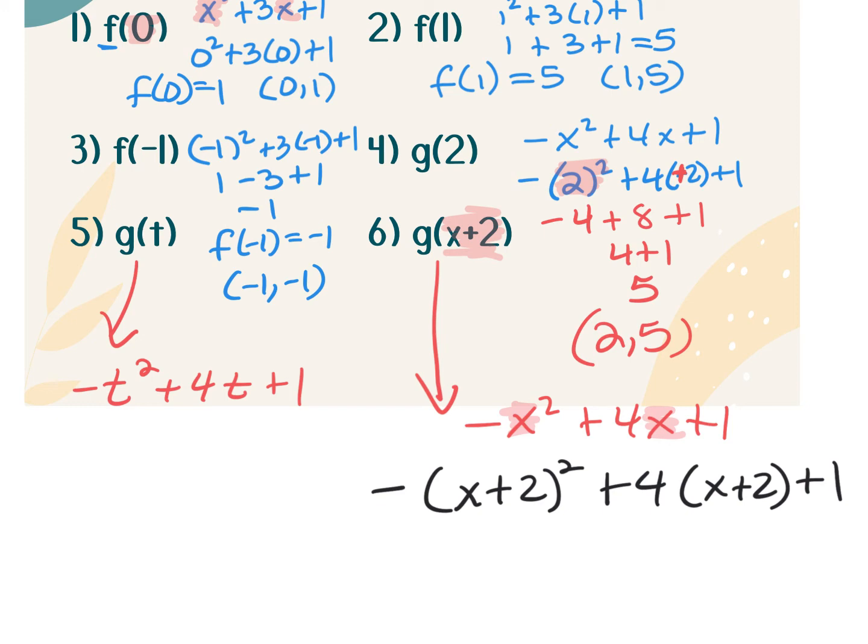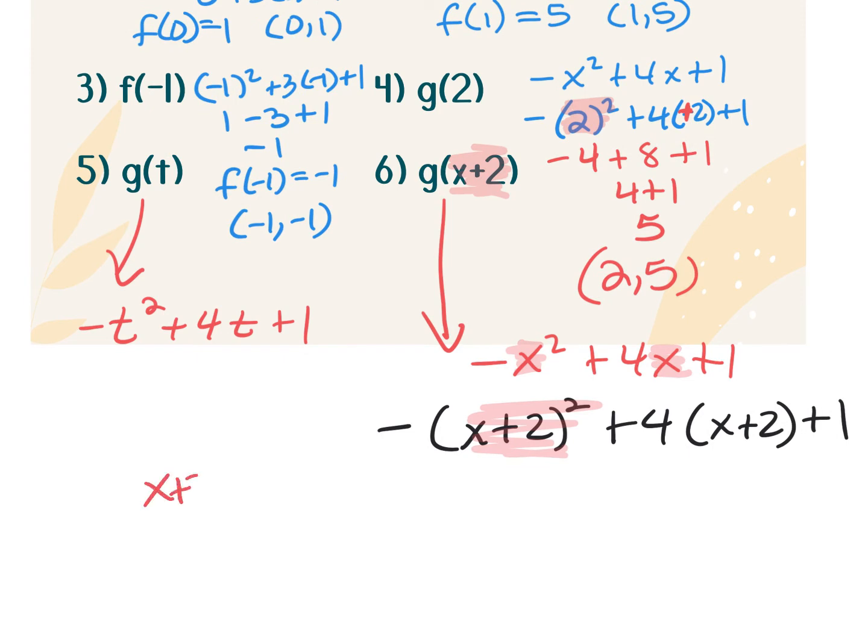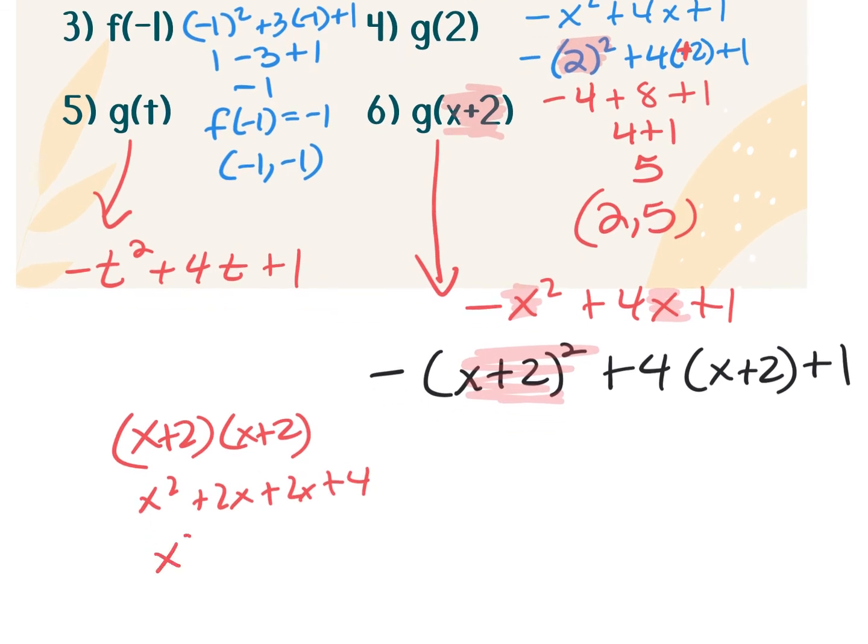Now, do not make the mistake of just distributing the 2 to the x and the 2. We got to FOIL this thing, because remember, this is a binomial squared. So I'm going to do x plus 2 times x plus 2, or memorize the pattern. So this will become x squared plus 2x plus 2x plus 4. This will become x squared plus 4x plus 4. You add the middles. So I'm going to replace what was in the parentheses with this.